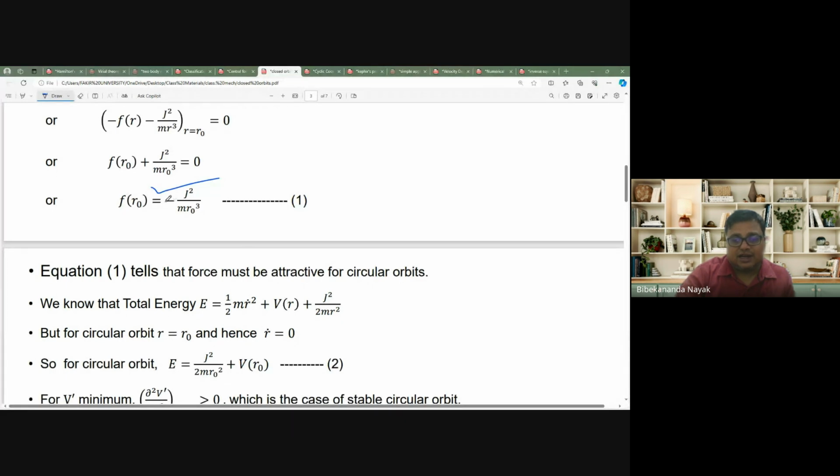Minus sign represents attractive. We know that total energy is equal to kinetic energy plus potential energy: half m r dot square plus V(r) plus J square by 2m r square at r is equal to r0.